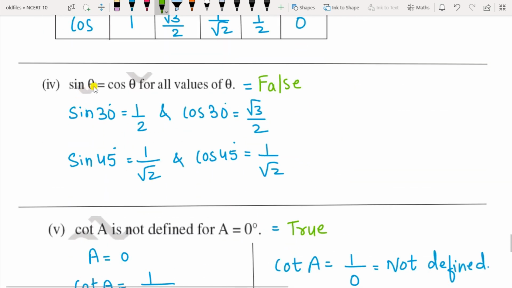Sin theta equal to cos theta for all the values of theta. No, that is false. It is equal only when theta is 45. So sin 45 is equal to cos 45, that is 1 by root 2. But for other values, it is not equal. As in the case of 30, sin 30 is 1 by 2 and cos 30 is root 3 by 2. So it is not equal for all the values. It is only equal when theta is 45. So it is false.